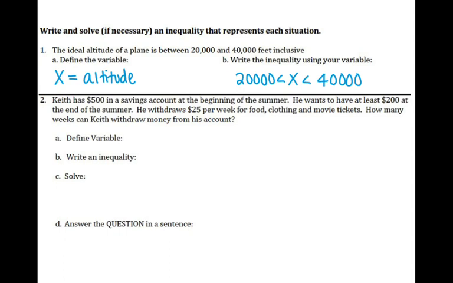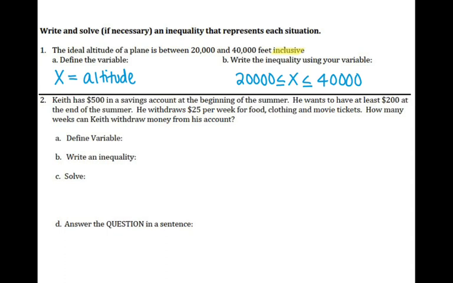Now a key word is that it is inclusive. So inclusive means that we can actually include 20,000 and 40,000. So I'm going to go ahead and change my less thans to less than or equal to. So again, that inclusive changes our less thans to less than or equal tos.